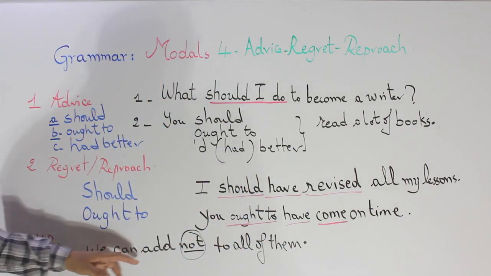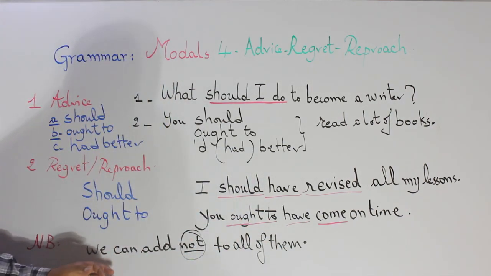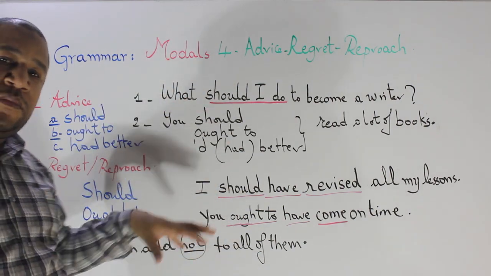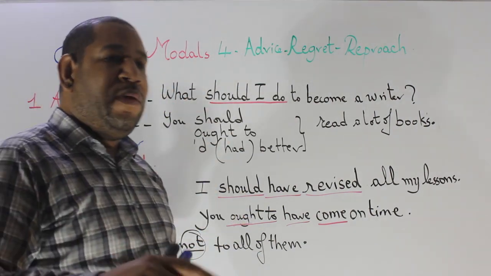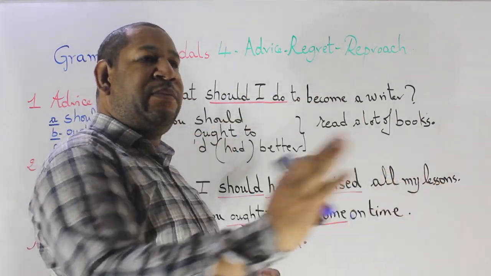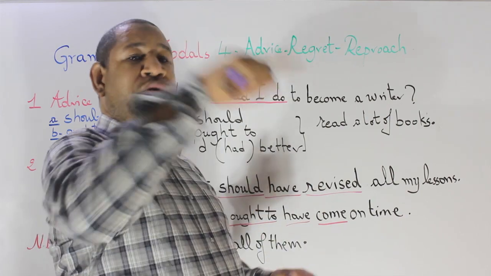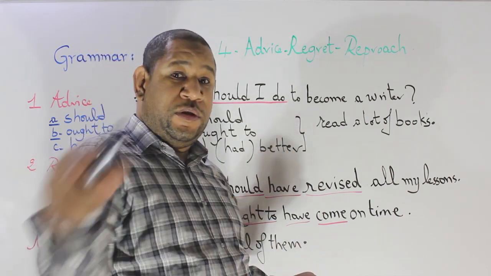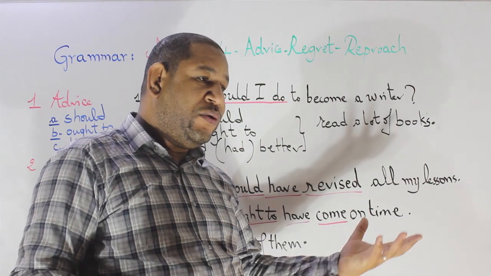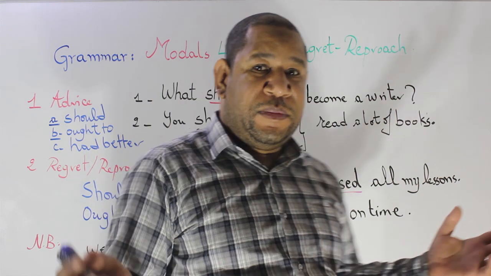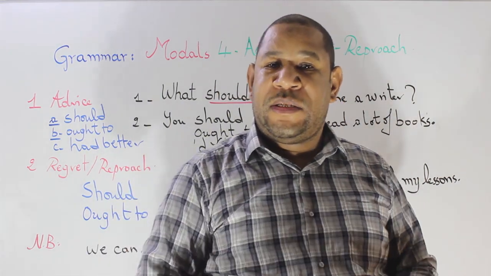And here we come to this in B. We can add not to all of them. For example, what should I do? That's a question, no problem. But you should practice sport, that's advice. You should not smoke, that's advice. So that's it for this part. Now we move to the next part.